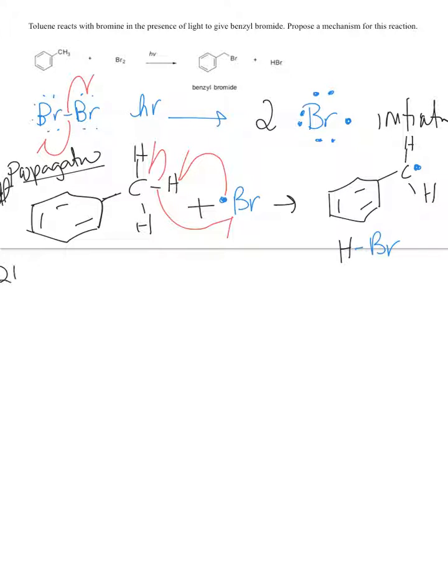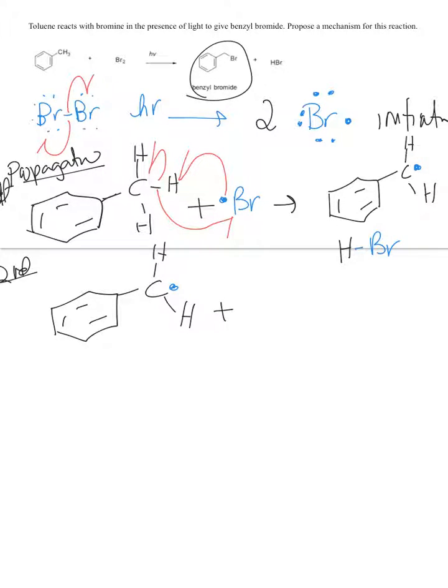And then the second propagation step, you take your carbon free radical, and this is where you're going to make your benzyl bromide product, because now it's going to react with another Br, and it's going to form that bond there. So we draw our product.